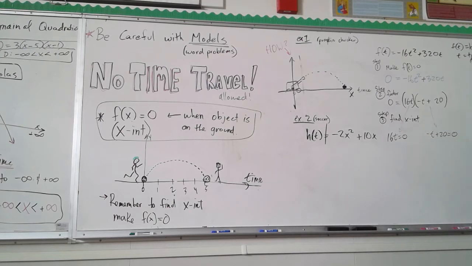First one's always going to be pretty straightforward. What am I going to get from my first one here? How should I solve for t? 16 times t.